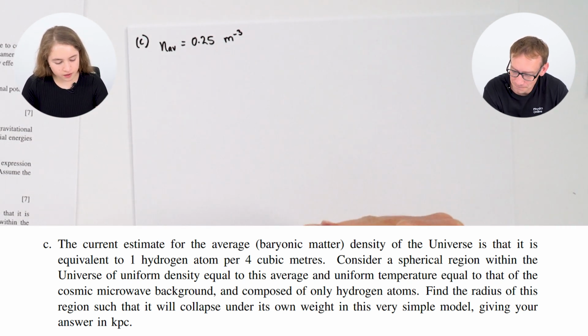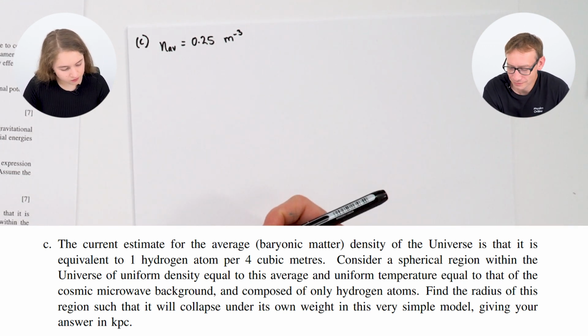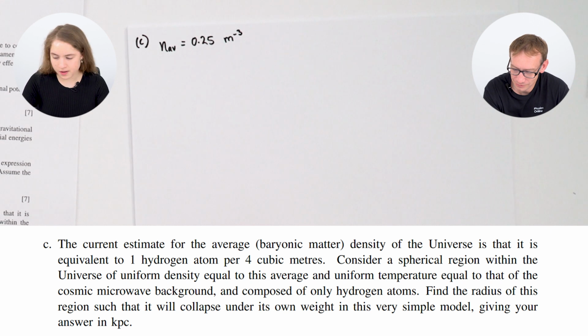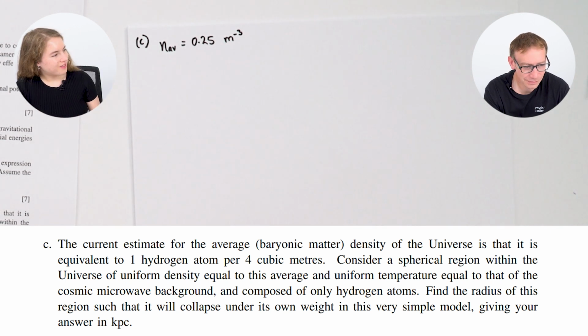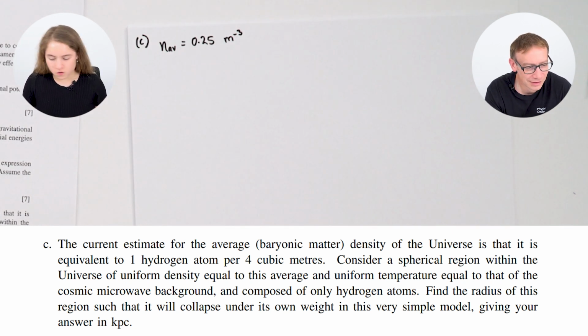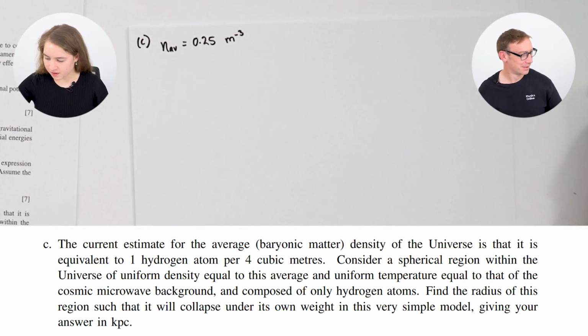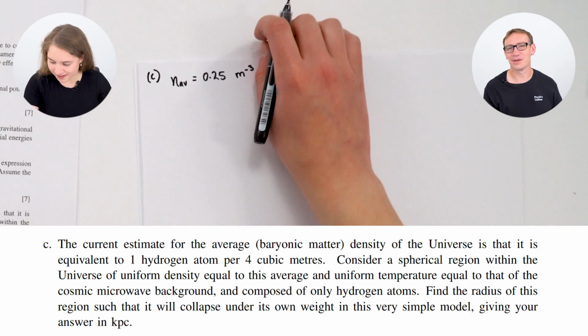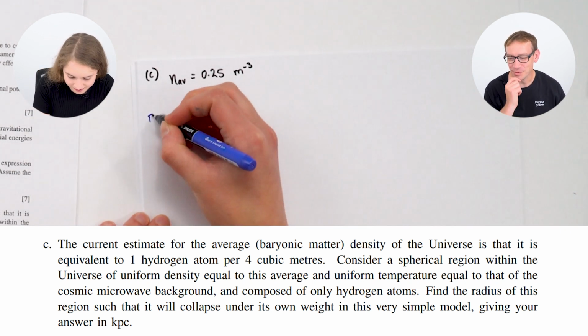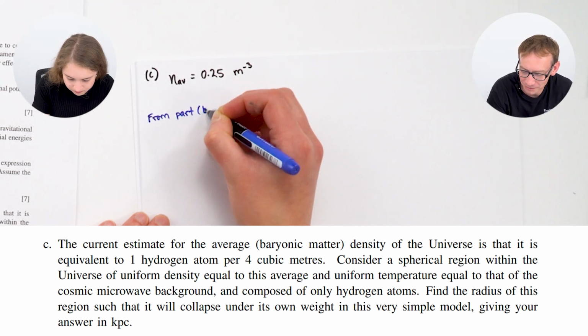Now let's have a look at what the instruction is, what we're being asked to do. Find the radius of this region such that it will collapse under its own weight. Well, that's kind of giving Jeans radius. It's like Jeans mass, but it's the radius. So it seems like the expression for Jeans mass that we derived in the previous section is going to be very useful here. Do we have that somewhere? Yes, I've got it. Good, because I can't remember that off the top of my head, but we definitely previously worked out Jeans mass in part B.